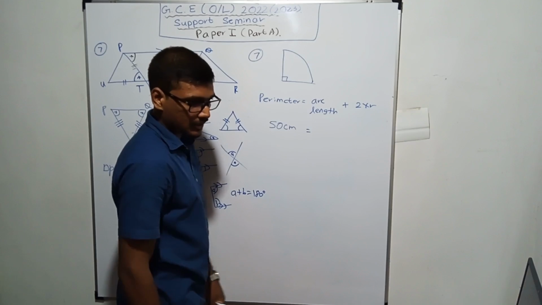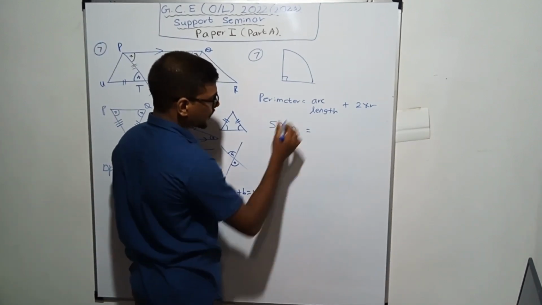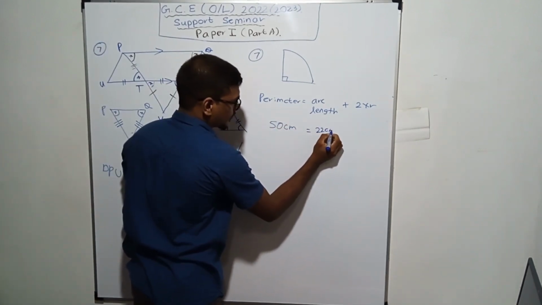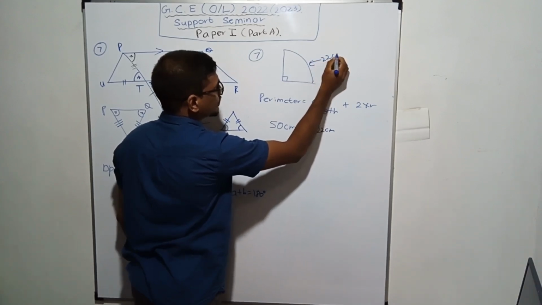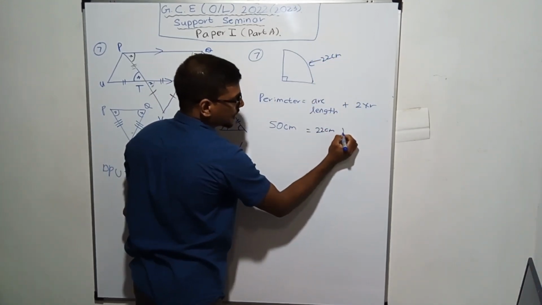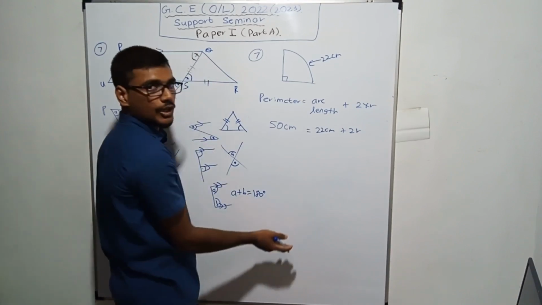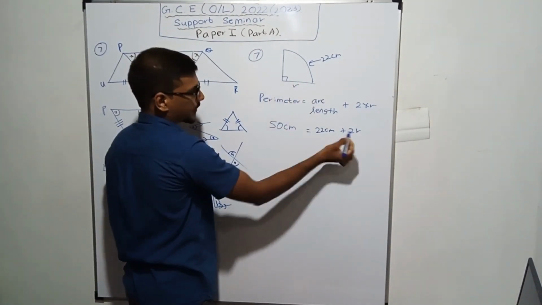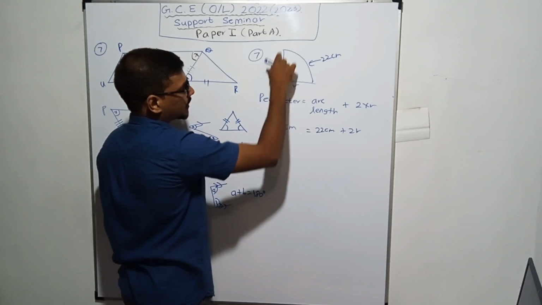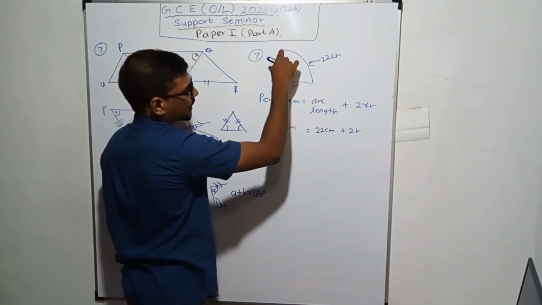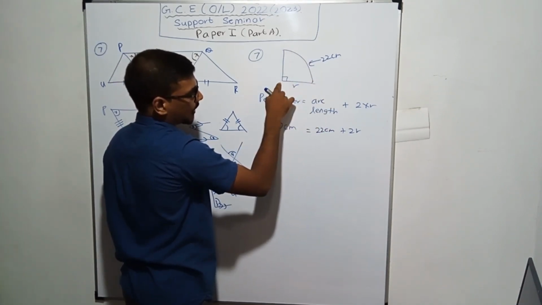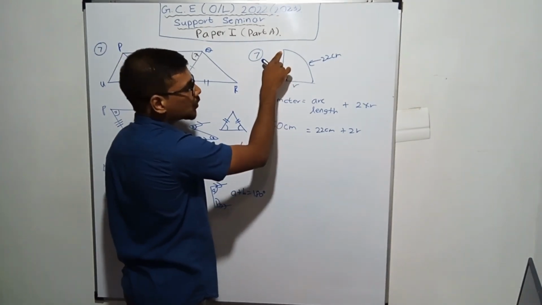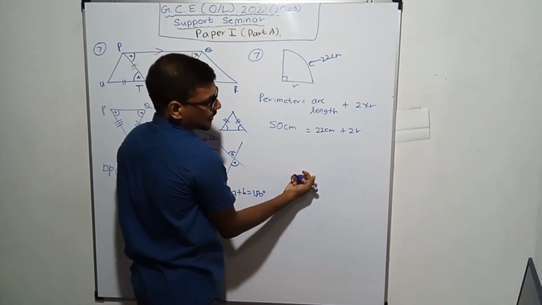Arc length, they have given. Arc length is 22 centimeters. We have to find what is the radius. I took radius as r here. Perimeter will be what? The outer length. So perimeter is formed. We have to take this arc length, add r, and add one more r. It will give the perimeter.